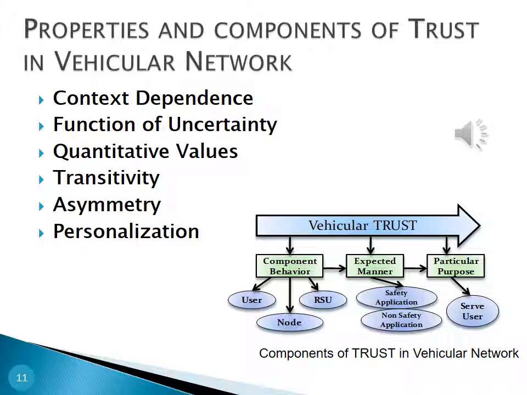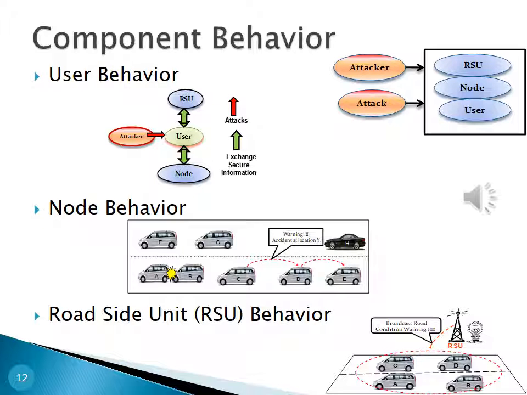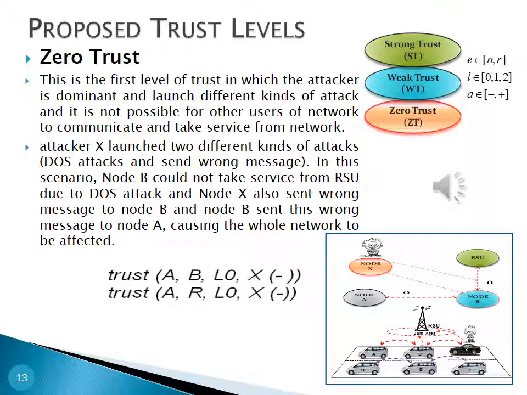Properties and components of trust in vehicular network. Context dependence, function of uncertainty, quantitative values, transitivity, asymmetry, personalization. Component behavior: user behavior, node behavior, roadside unit, RSU, behavior.